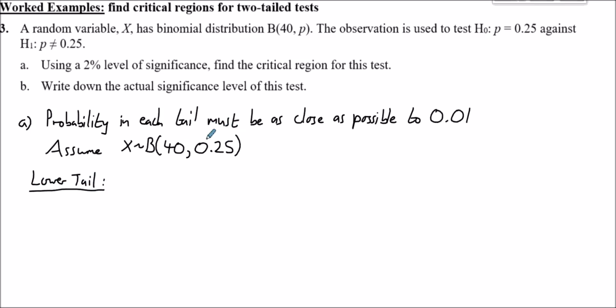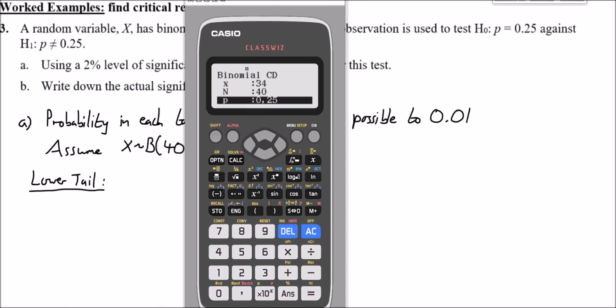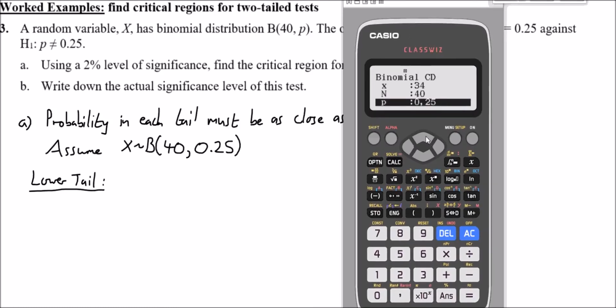So for the lower tail, we want that to be as close as possible to 0.01. We'll never get it exactly 0.01, but it's exceptionally rare, so we want it as close as we can. So let's use a class wiz and type in our parameters correctly. We've got 40 trials, probability of success is 0.25. So we're wanting it close to 1%. Let's go really low. Let's just try 0.